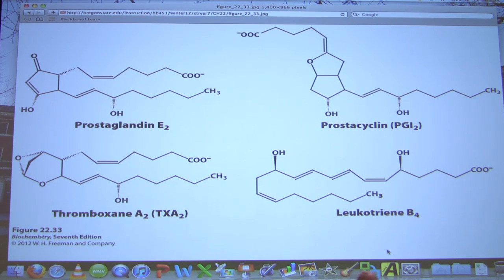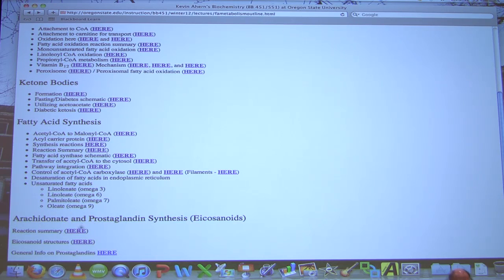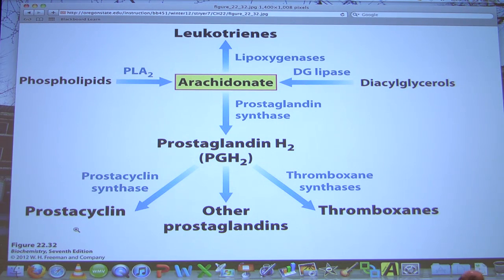So now let me come back to the scheme and show you what happens. We go back to the scheme that I showed you before. Prostaglandin synthase is the enzyme that does both of those things. Prostaglandin synthase isn't usually called that. It's usually called cyclooxygenase.